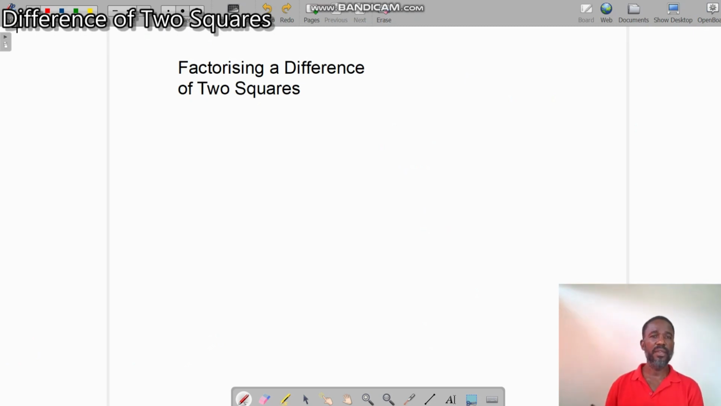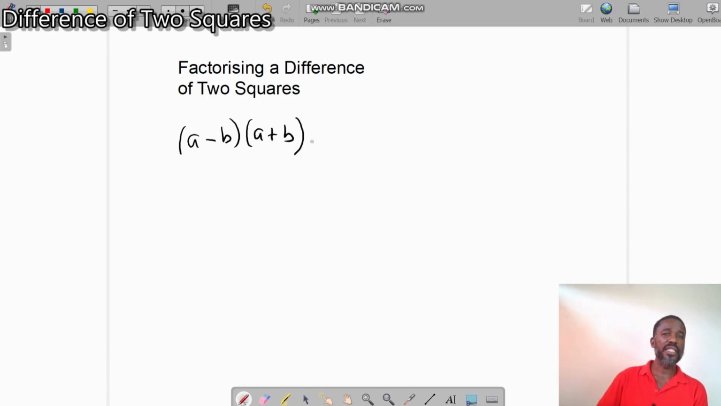Today we'll be looking at the factorizing of the difference of two squares. But before we go into the factorization of the difference of two squares, let us expand the binomial expressions a minus b times a plus b.